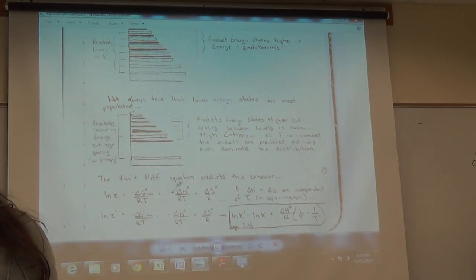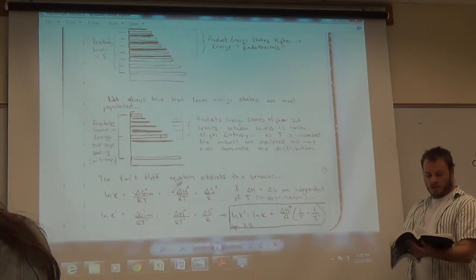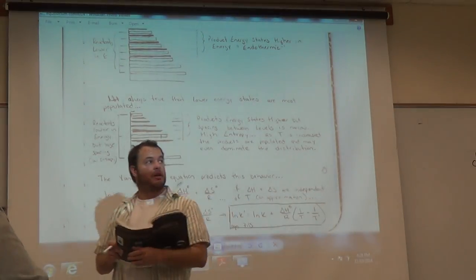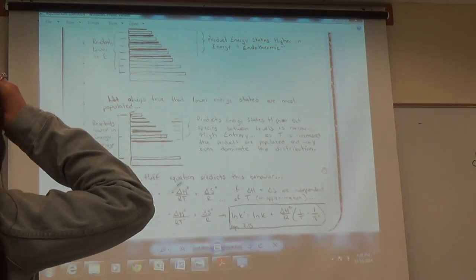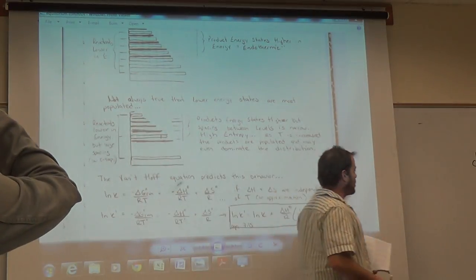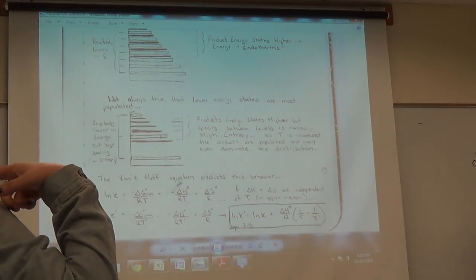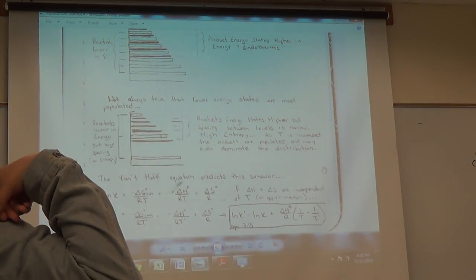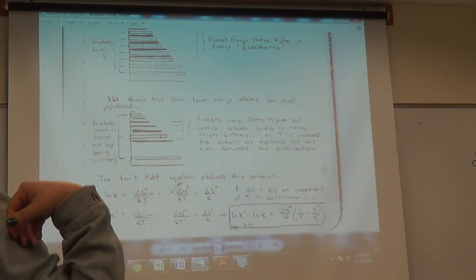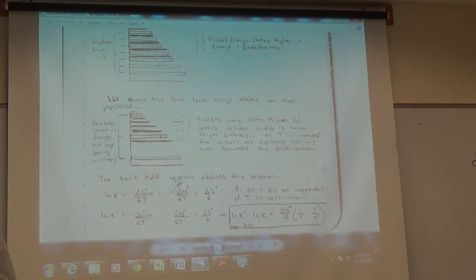I didn't have a chance to draw everything that I wanted to on the slides today, but I'll try to copy something that came from the text real quick over here. The text gives you an example of this. It gives you a Gibbs free energy versus temperature curve for 3 different reactions.